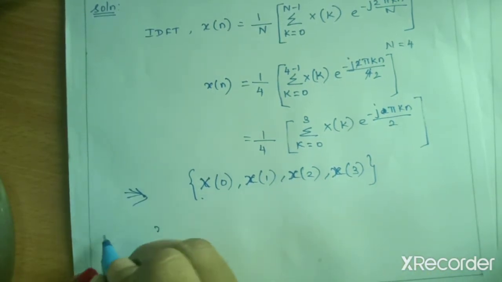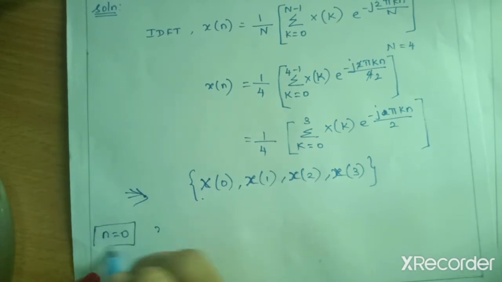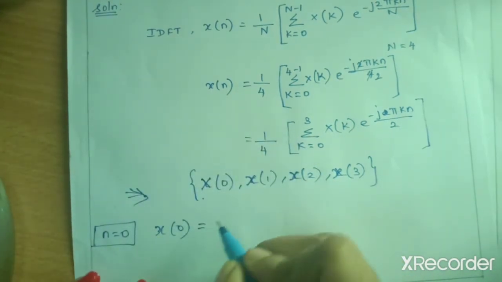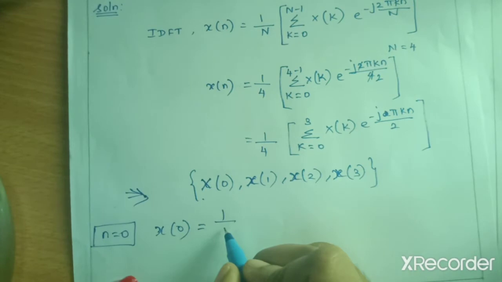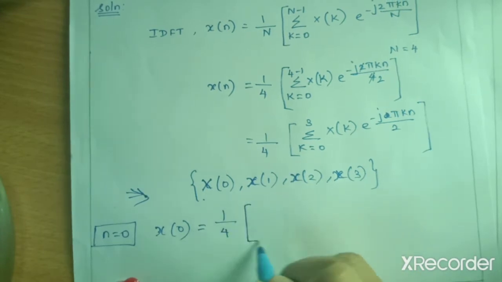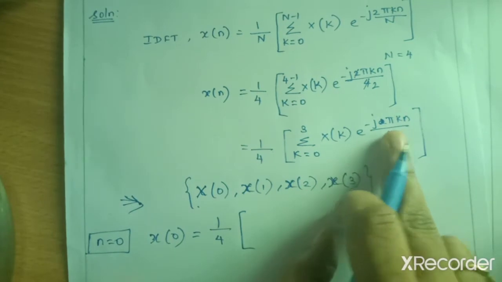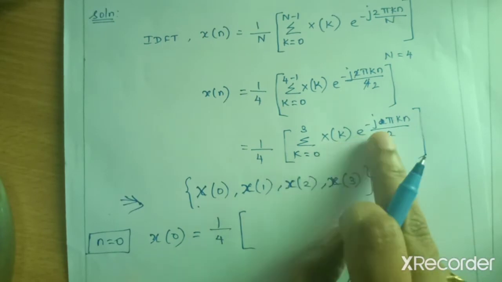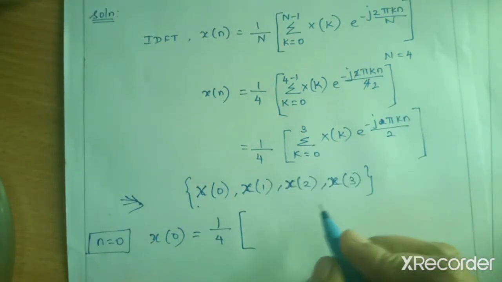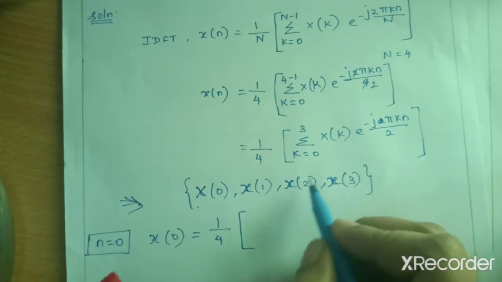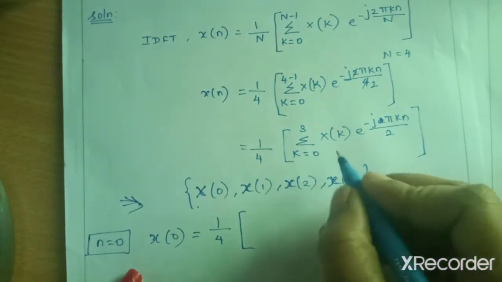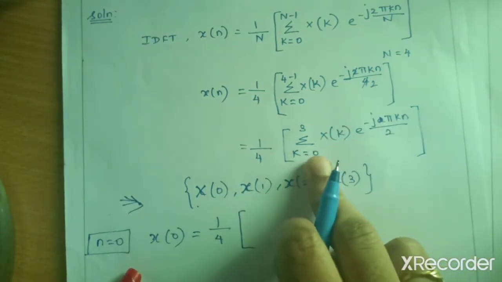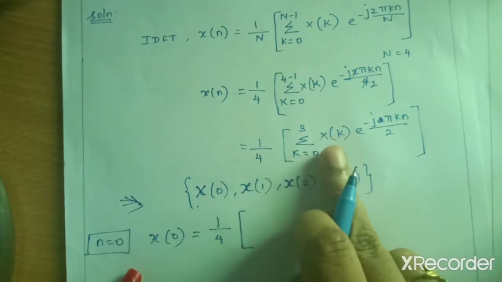So n is equal to 0 means you substitute in this formula, x of 0 is equal to 1 by 4. Here we have an n value, so substitute the n value and the whole term will become 0. So e power 0 will be 1. Next you have to substitute the value of k for each value. First substitute the value of k as 0, next 1, next 2 and 3.